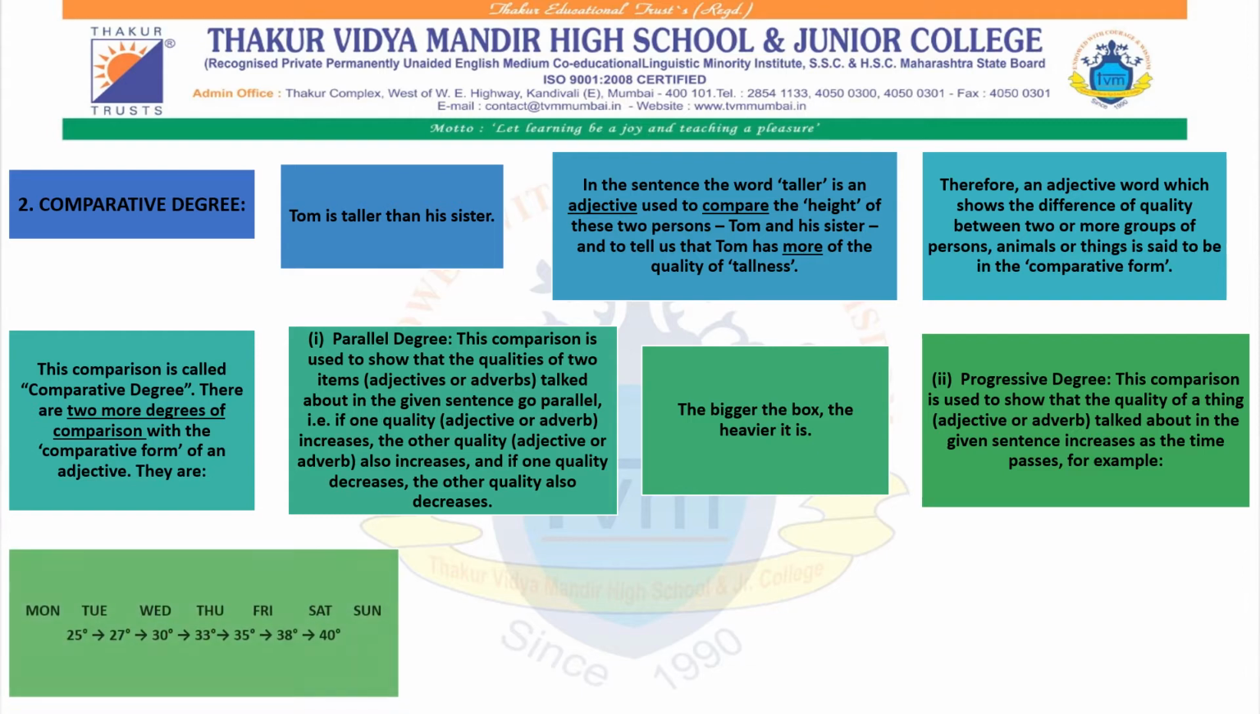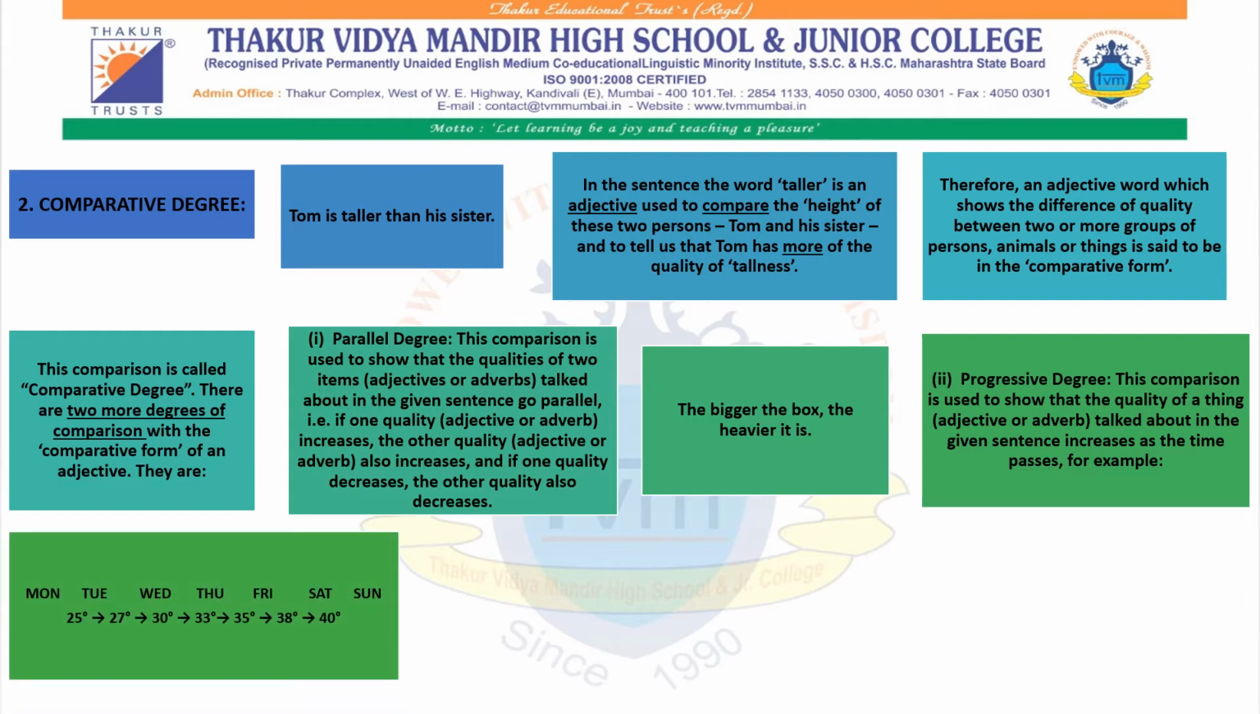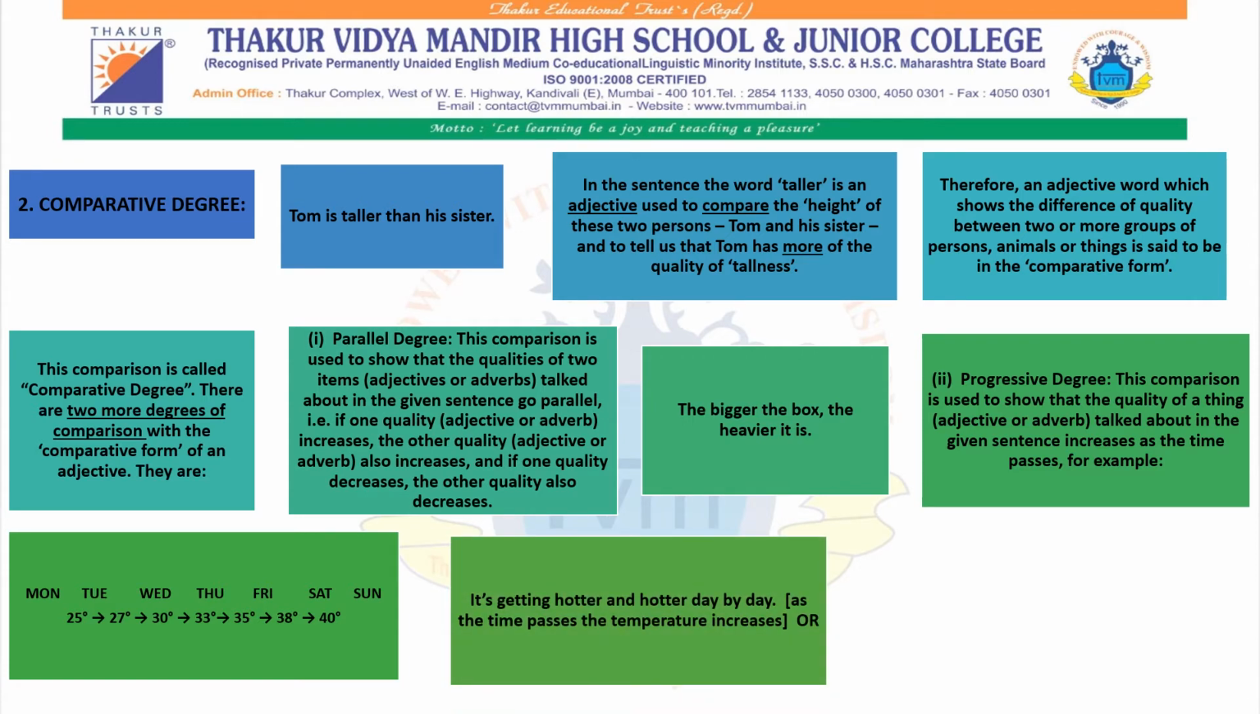For example, what do we come to know through this? Let's check the example. It's getting hotter and hotter day by day. Yes, this is what we observed in this box. So Monday it was 25 degree and it increased as the day passed to the other day, that is Tuesday, and gradually it comes to 40 degree as we reached Sunday. So it's getting hotter and hotter day by day.